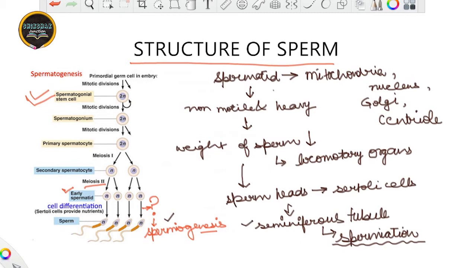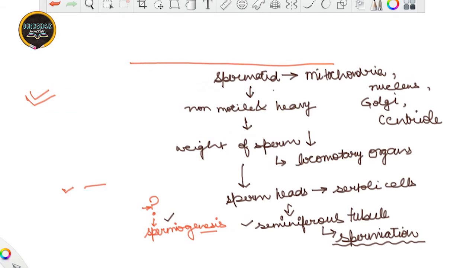So this is how the formation of sperms takes place. Now we will talk about the structure of our sperms in detail. See, each and every organelle that has been mentioned here, we will talk about that.